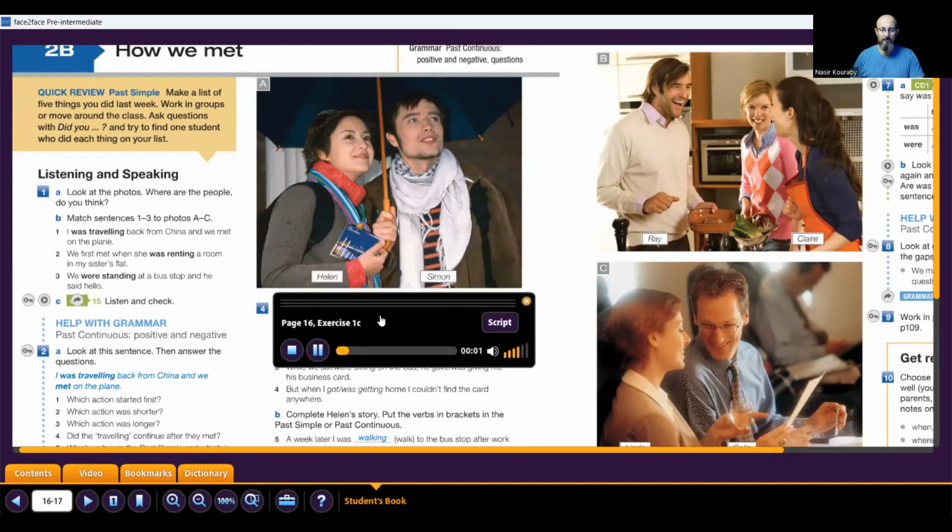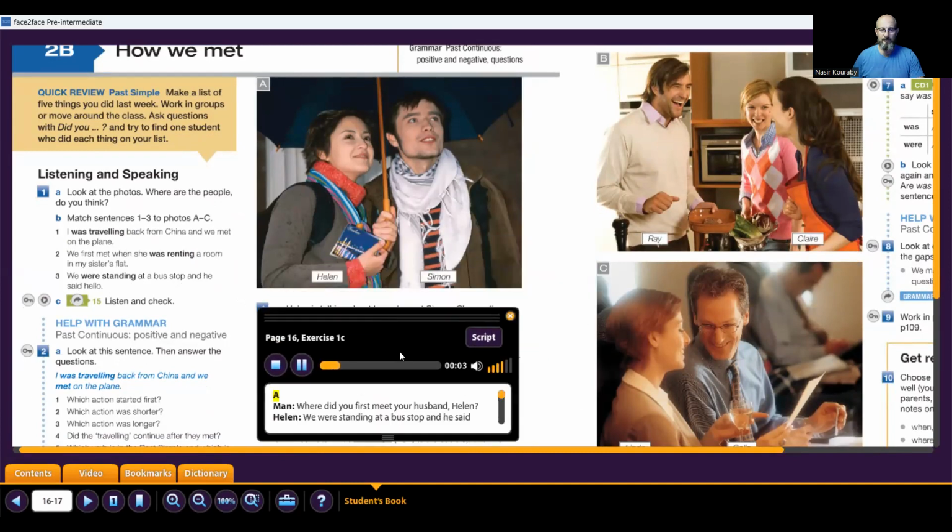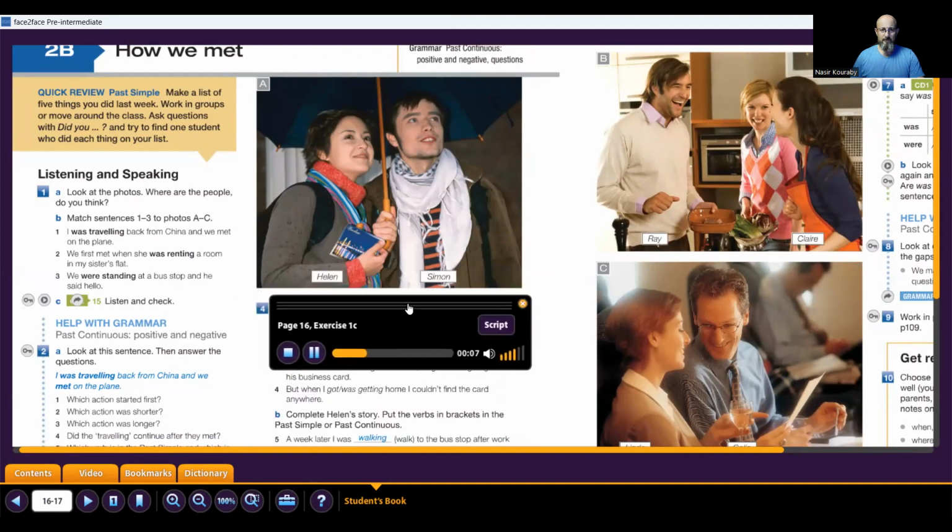Track 15. A. Where did you first meet your husband, Helen? We were standing at a bus stop and he said hello. B. How did you meet your wife, Ray? We first met when she was renting a room in my sister's flat. C. Where did you meet your wife, Colin? I was travelling back from China and we met on the plane.